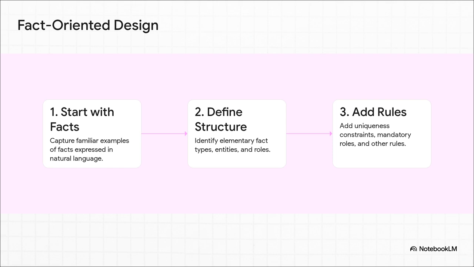And the great thing is, you can actually build this master plan systematically. There are methodologies for this, like fact-oriented modeling, that give you a clear process. You start with simple things, real-world examples that everyone understands, and then you just step by step add the rules and constraints that define the reality of your system.